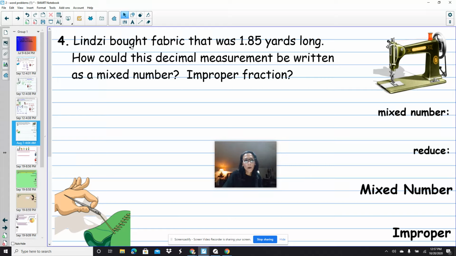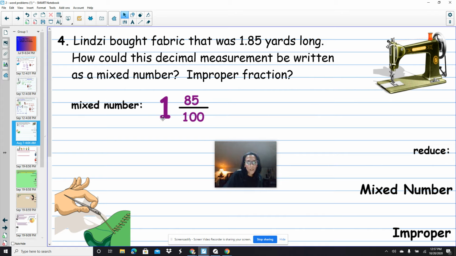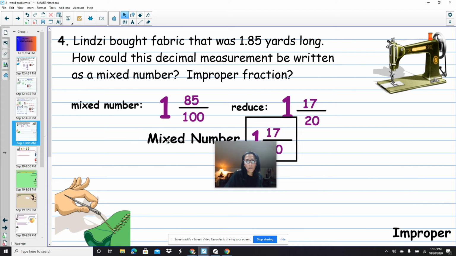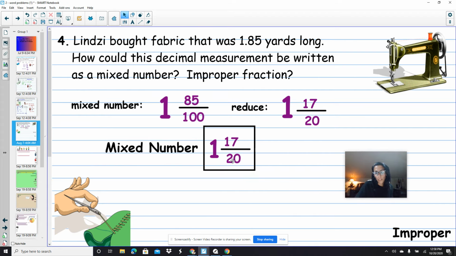All right. Lindsay bought fabric that was 1.85 yards long. How could this decimal measurement be written as a mixed number, an improper fraction? So I'm not sure we covered this yet. So as a mixed number, that's one whole number and a fraction. So in this case, it's 1, and then this terminates in the hundredths place value. So to write 0.85 as a fraction, it's 85 over 100. Okay? We could reduce that. Okay? So this mixed number would be 1 and 17/20.